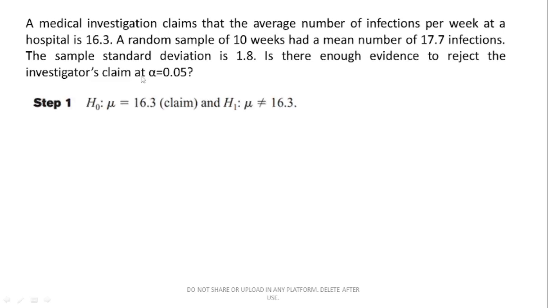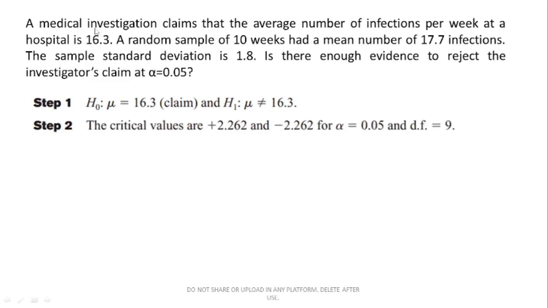So, it's step 1. Let us state the hypothesis and identify the claim. So for our null hypothesis, the population mean is equal to 16.3. And for our alternative hypothesis, the population mean is not equal to 16.3. So yung mean kasi natin dito or the average number of infection is 16.3 given naman sa problem natin.